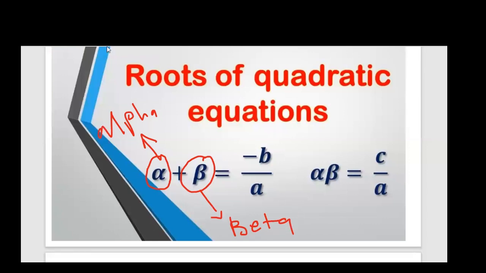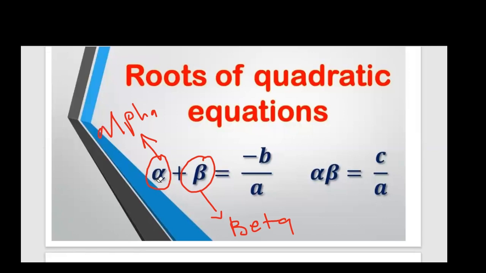So what do you have to know about alpha and beta roots? You have to know two things. One, their sum, meaning when you add an alpha and a beta. And then the second thing, you have to know their products, meaning when you multiply an alpha and beta.